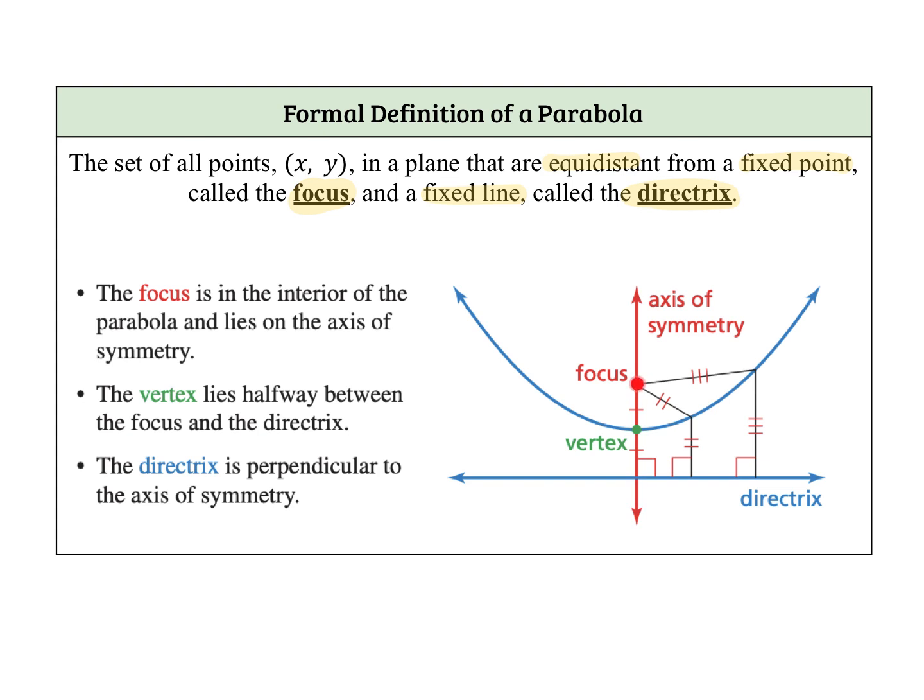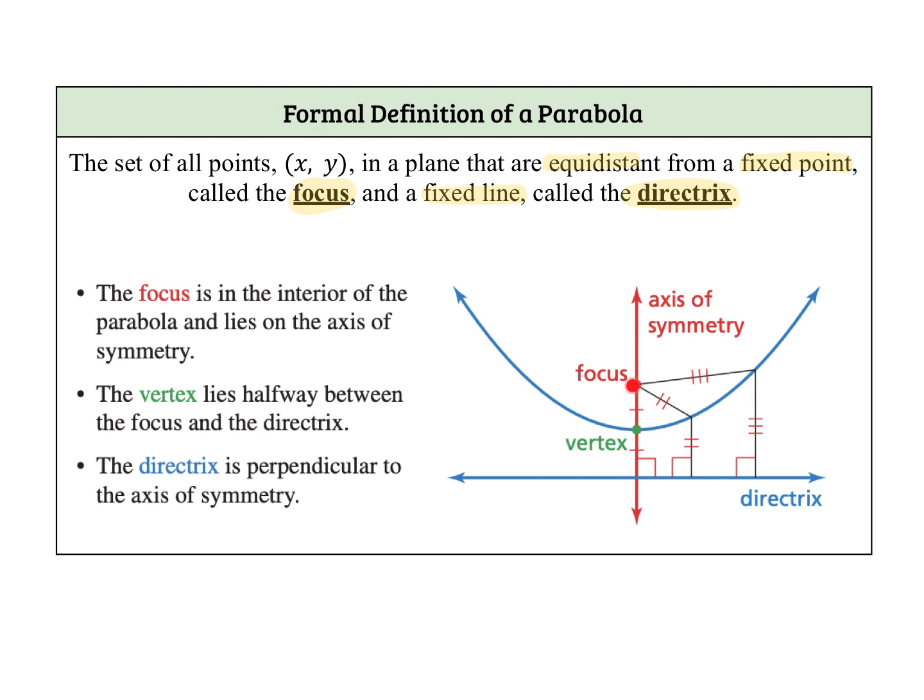So the focus is always going to be on the inside of our parabola. So if our parabola is facing up, it's always going to be actually directly above our vertex. If our parabola is facing down, it will be directly below. And we will also be working with horizontal parabolas. So if our parabola is opening to the right, it's going to be to the right of our vertex. And if it's opening to the left, it's going to be to the left. But notice it's directly in line with our vertex.